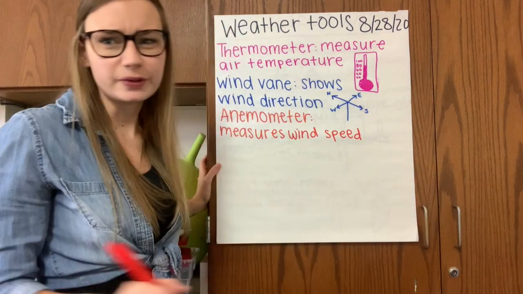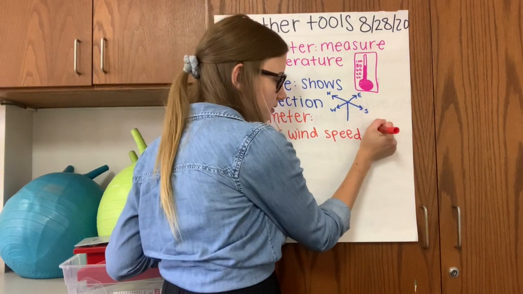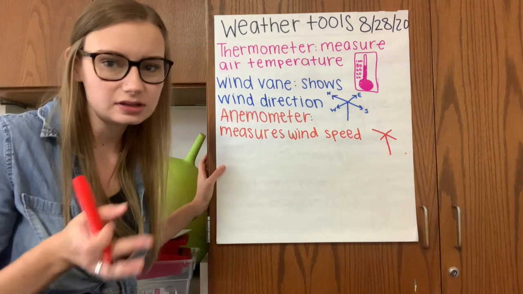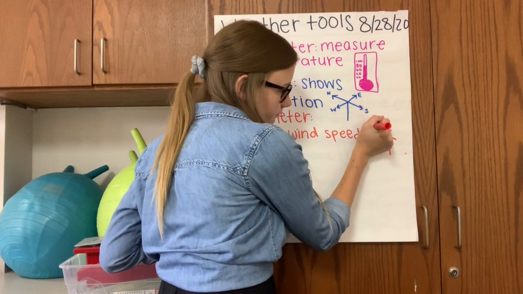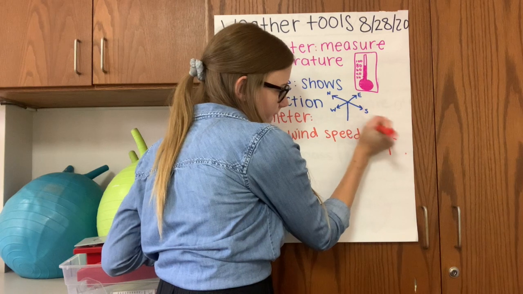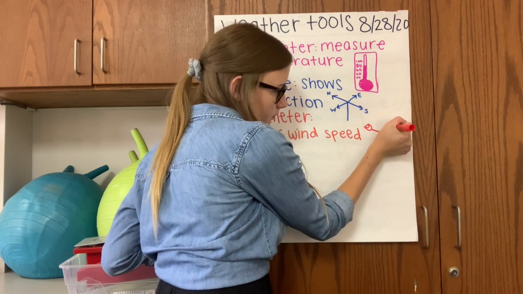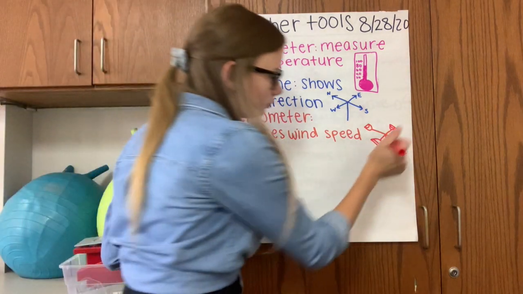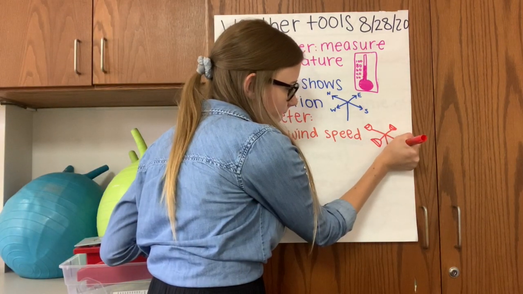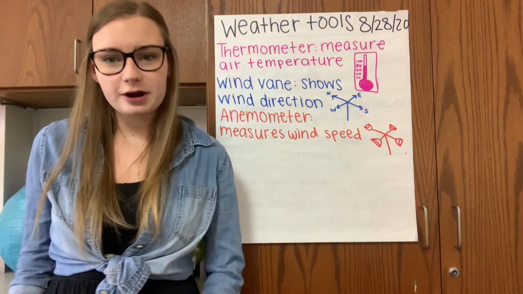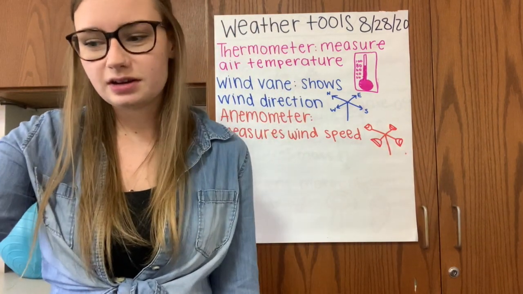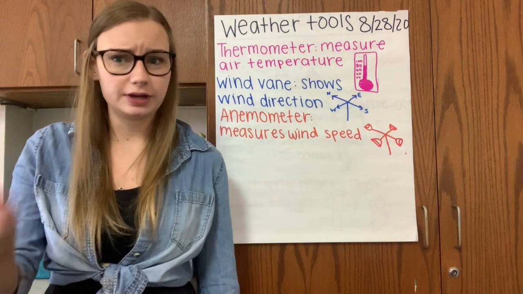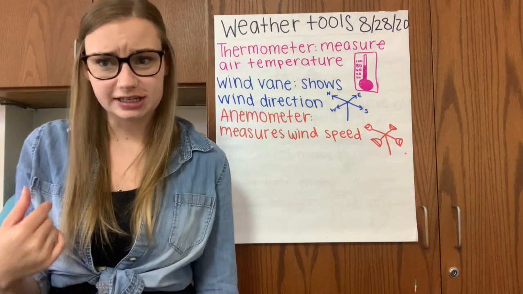So this is going to be kind of a weird looking picture. It kind of starts off like our wind vane, but we're going to draw those little cups on the side. It doesn't have to be perfect, just whatever you need to know how an anemometer looks. Whatever drawing you need to help you understand it.